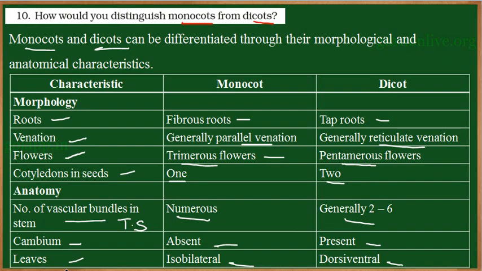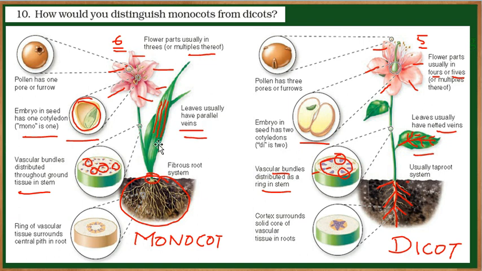So the next difference is the difference in the leaves. In monocots, we can see the leaves which are isobilateral, and in case of dicot, they are dorsiventral. So here it is isobilateral. So the two sides will be similar. Here it is dorsiventral. So the upper and the lower portion will be similar. Dorsal and ventral will be similar in case of dicot. In case of monocot, the left and the right will be similar. So it is isobilateral. In case of dicots, it is dorsoventrally similar.